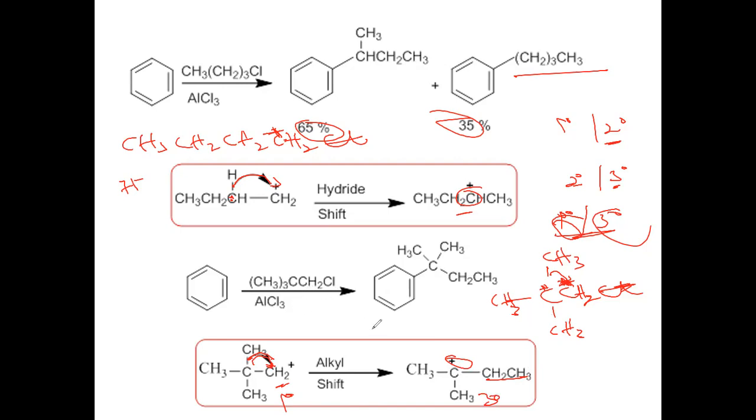And that's a limitation. Because I assume you wanted to put this on the benzene ring, and what you are getting is totally different. So that's a limitation. And this is what we call the rearrangement to form a more stable one. Alkyl or hydride shift. Very simple.